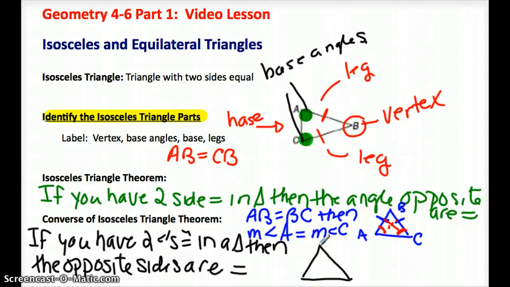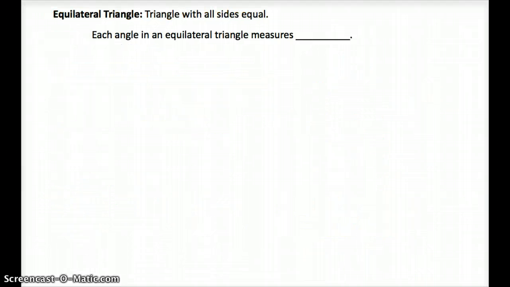So I'm just doing the opposite right now, doing the converse. What I'm saying this time is if these two angles are congruent, then the sides opposite are going to be congruent. So in an isosceles triangle, you have two sides that are congruent, and then the two angles opposite are congruent. All right, let's go ahead and apply those theorems to what we know.